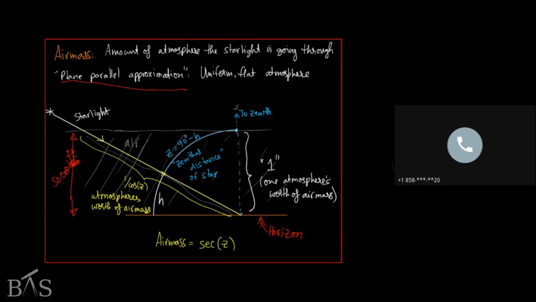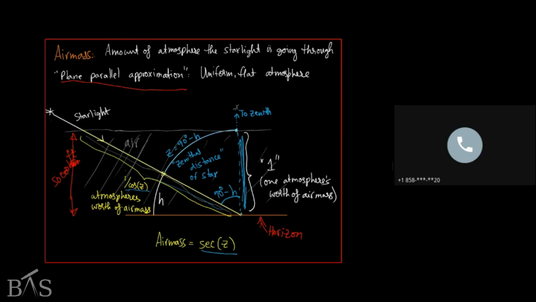So if you do the trigonometry here, this is a right angle, okay? And this angle here is the zenithal distance, what somebody mentioned. This blue angle, which is the complementary angle to the altitude, 90 degrees minus altitude, is called the zenithal distance. So this hypotenuse, this is one. If the thickness of the atmosphere is one unit, then this hypotenuse is 1 over cosine of z, which is also known as secant of z, right? That is the amount of air that we are passing through at zenithal distance of z.